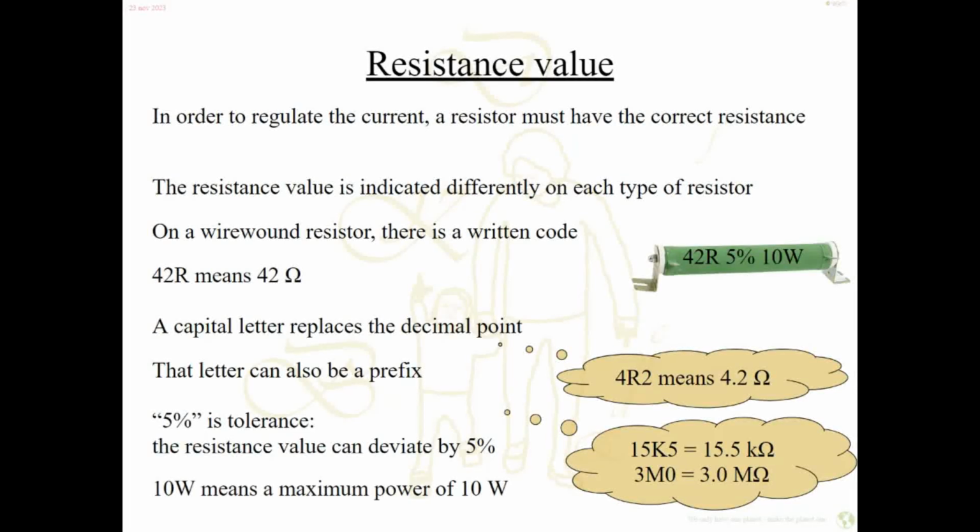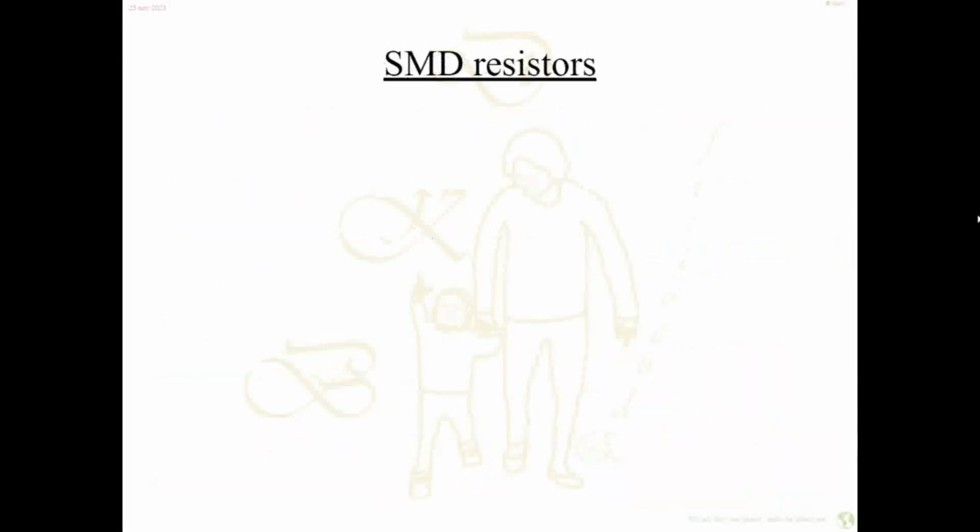And 10 watts means it can sustain a maximum power of 10 watts. That's because these types of resistors are always called power resistors. They can handle much more power than the other types. So this one is for 10 watts. The other types can handle no more than about a quarter of a watt, and that's already much.